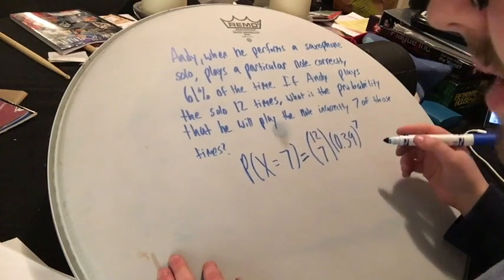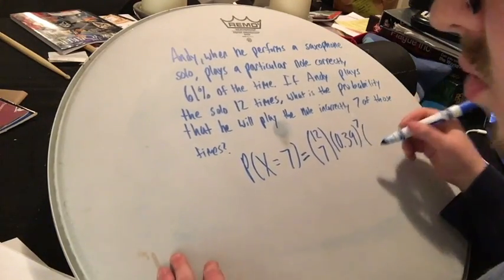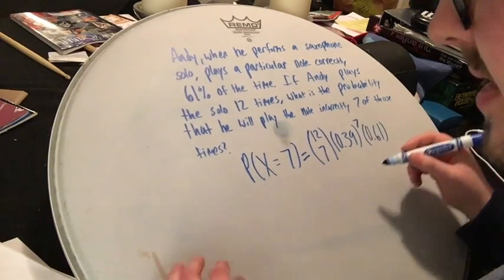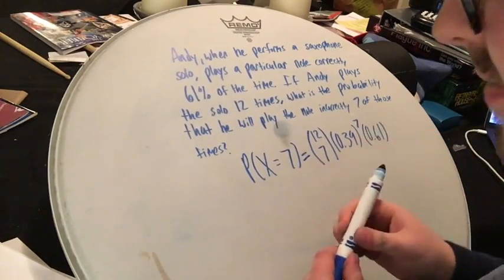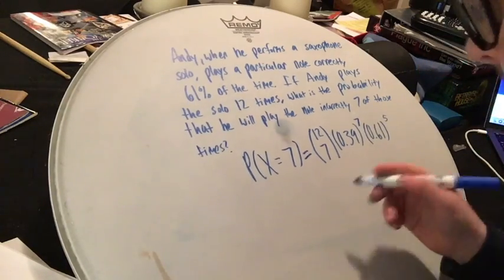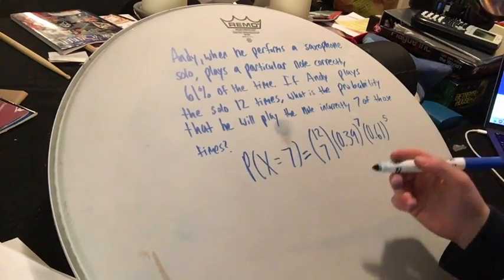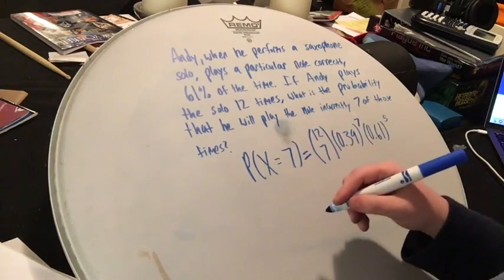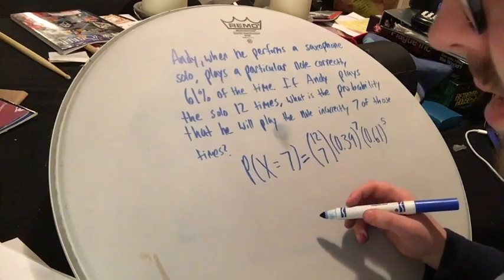Next, we have the probability of success. That's going to be 1 minus p, what we already have, so that's 0.61. And that's to the n minus r power. So 12 minus 7 is 5. You work that out, we're going to have our answer. We're going to have the probability of Andy failing 7 times out of 12 attempts. So let's work this out, shall we?